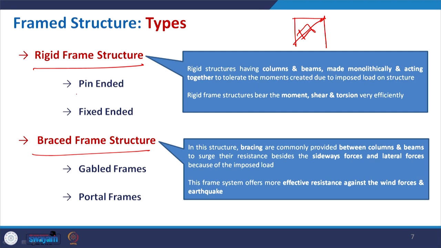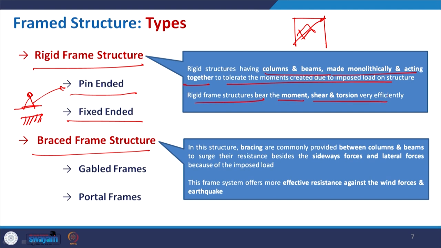So in the rigid frame, the joint may be a pin joint or a fixed ended joint. The representation of a pin joint is something like that, and the fixed joint we already discussed when we discussed the different supports of a structural system; there we discussed in detail what is a pin joint and what is a fixed joint. So in this case, the rigid structure has columns and beams made monolithically, as if it is a single structure acting together to tolerate the moments created due to the imposed load on the structure. Rigid frame structures bear moment, shear and torsion very effectively.